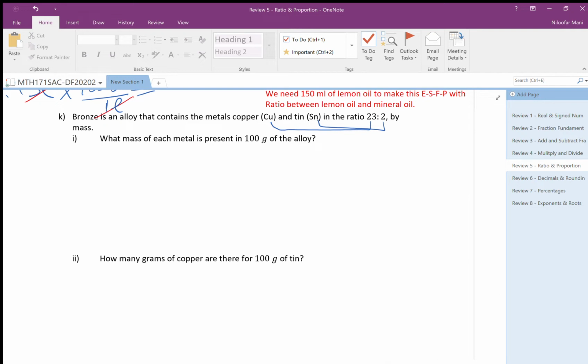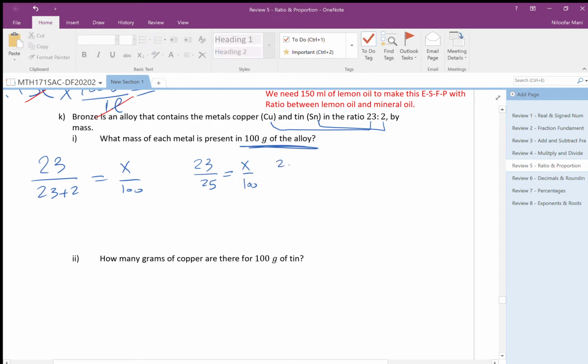So what mass of each metal is present in 100 alloy? Remember, 100 alloy is total. So I'm looking for Cu now. So 23 over 23 plus 2 is how much over 100? Okay, so then what is X? So it is 23 over 25 equals X over 100, and then 2300 is 25x, and then X is 92 gram.